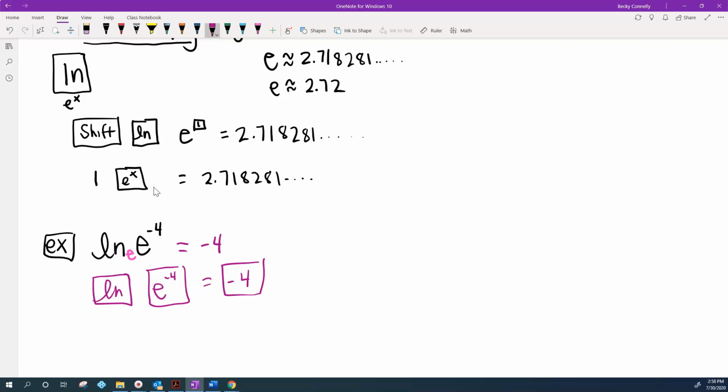Is that what you guys are coming out with there? Do you see how that is the case? Because if we tried to do the natural log base e of e, this is just 1. And that's why a lot of people think, oh, okay, that kind of goes away, and we're just left with whatever the exponent is there. It's kind of a way you can think of it.